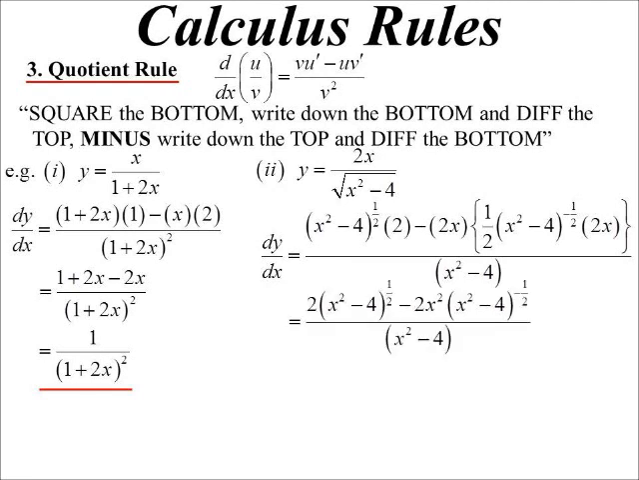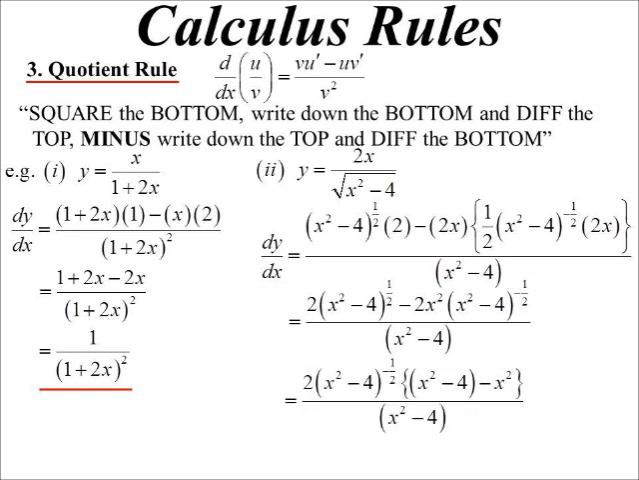Okay, we've got some common factors here. So the lowest power is negative a half, isn't it? So lowest power is negative a half. Take that out. But also we've got x squared minus 4 in the bottom as well. Well, negative a half means put me on the bottom. So on the bottom we actually have x squared minus 4, but also x squared minus 4 to the power of a half, which is the square root of x squared minus 4. And on the top, that just tidies up to be negative 8. Square the bottom, write down the bottom, diff the top, minus write down the top, diff the bottom.